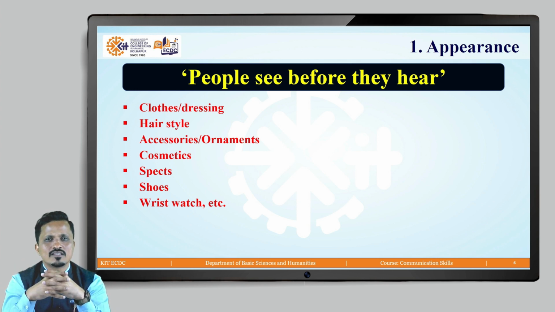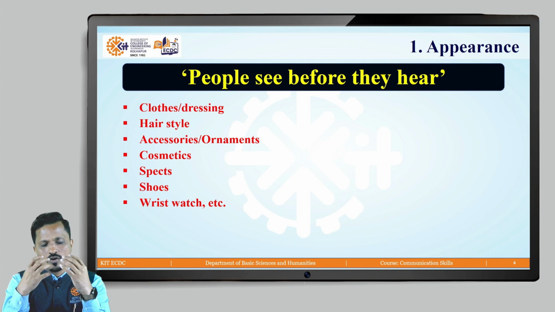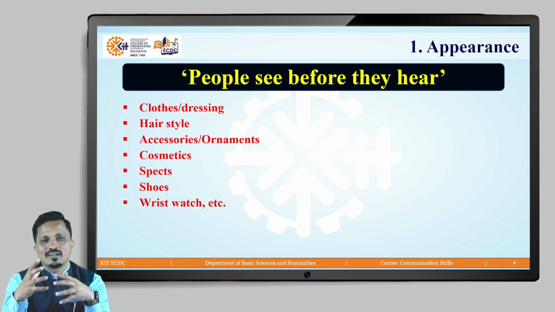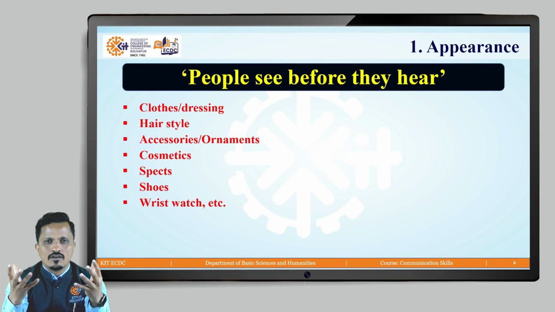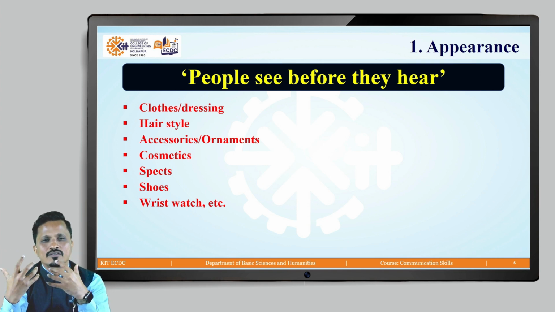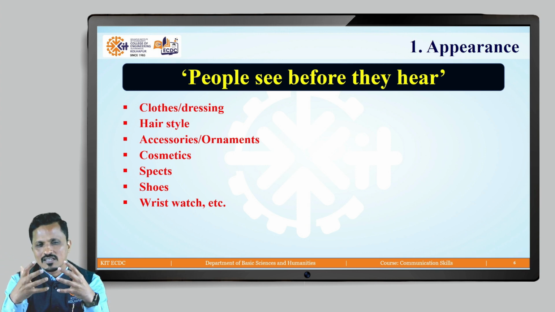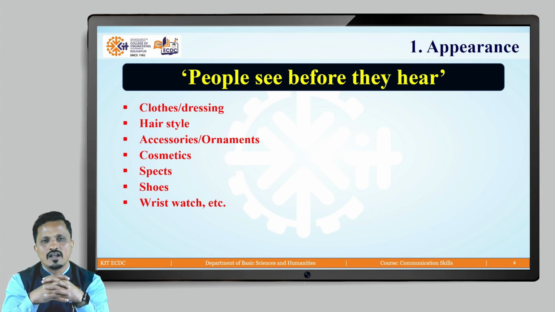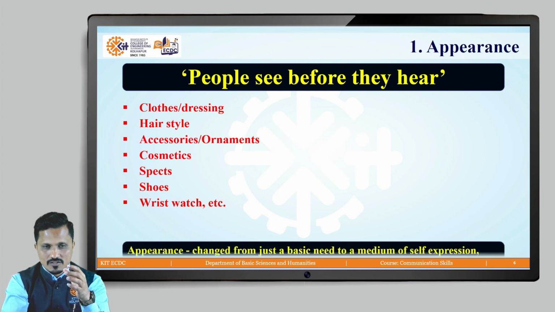Hairstyle also matters. Accessories and the ornaments that we put on, all the things, for example, the smartwatch I am wearing, the pen I am using, the shoes I am putting on, the belt and so many things. The accessories for girls, particularly the ornaments and the jewelry they wear, are nothing but accessories or ornaments which communicate something. Cosmetics, of course, specs, shoes, wristwatch and so many things come in the appearance. So that decides the personality, and helps people understand that particular person's personality based on appearance.